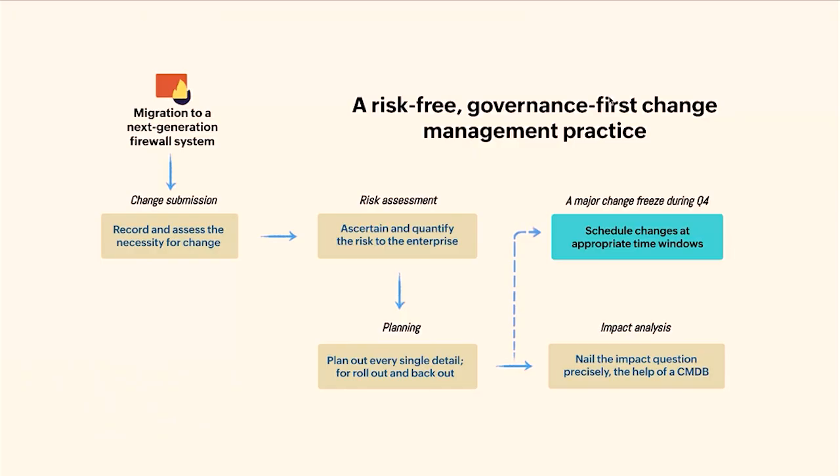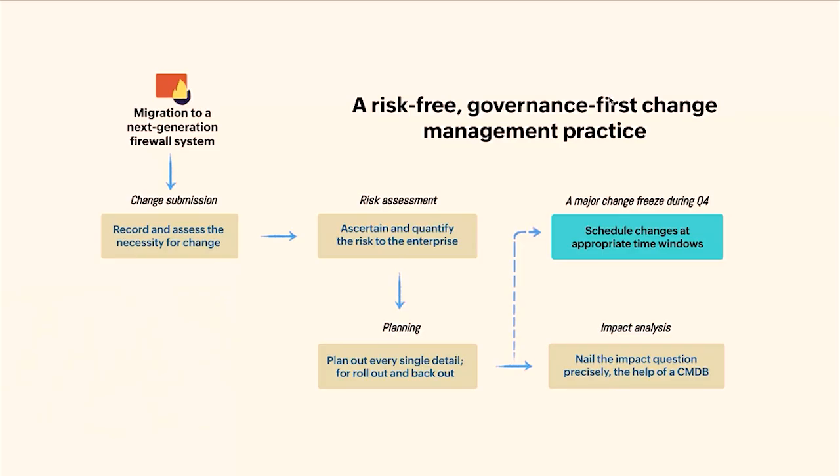Now let's talk about the timing. Suppose Zilker has a change freeze in Q4. The firewall migration must be scheduled outside that window. This is where conflict detection and the freeze window come into play. And finally, impact analysis. With the help of CMDB, the team understands exactly which services, assets, or users could be affected. This eliminates guesswork and ensures the change does not break anything unexpected. This is how a change becomes risk-free, not by luck, but by following the right process with the right tools.